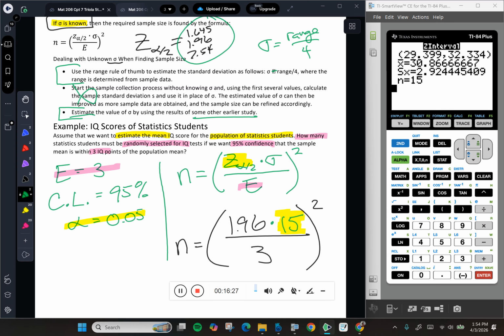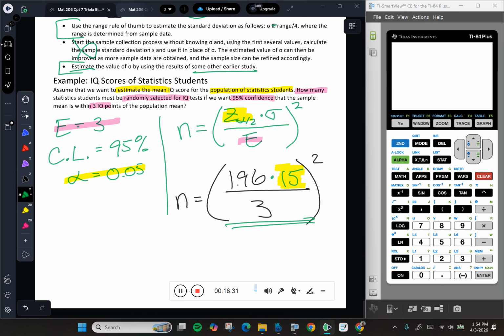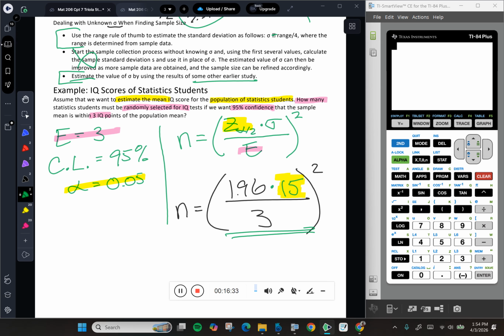At this point, all there is left to do with this problem is just to plug it in and grind it out. So I'm going to take that 1.96 and multiply it by 15. I'm going to divide that by 3, and then I'm going to take that value and square it. And then I'll round that up and say we need 97 people in our study.